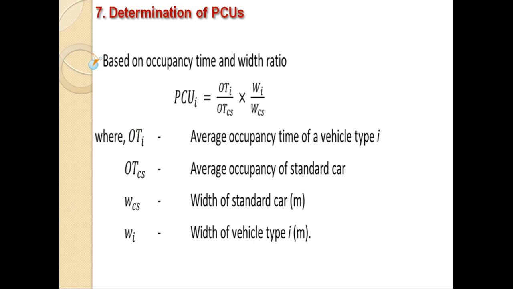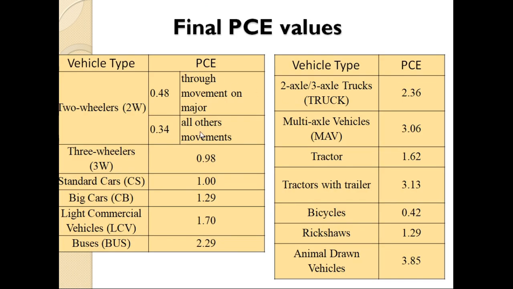The passenger car unit at uncontrolled intersection is based on the occupancy time and the width ratio. Here speed and area are not considered, rather occupancy time, how much time a vehicle will occupy the conflict area in the intersection. That is important. And what is the width of the vehicle? Rather than length, width of the vehicle is important. And based on that, we suggested some PCU factors for two-wheeler, three-wheeler, standard car, big car and light commercial vehicles and buses, and for 2XL trucks, 3XL trucks, multi-axle trucks and so on.